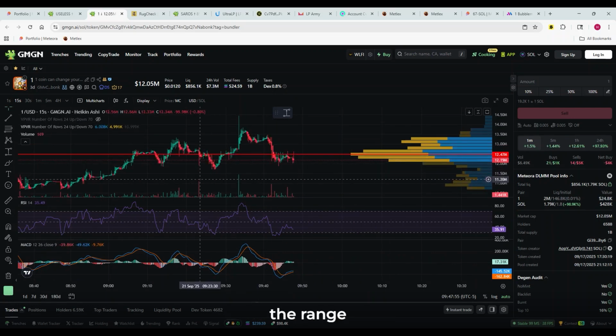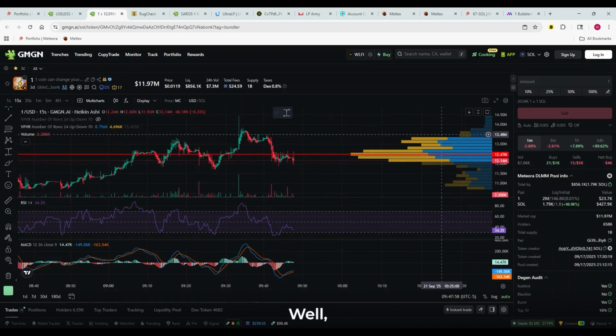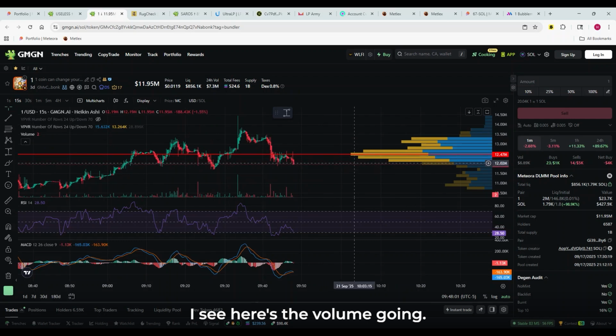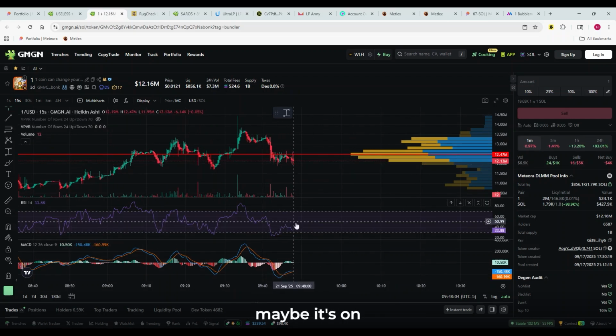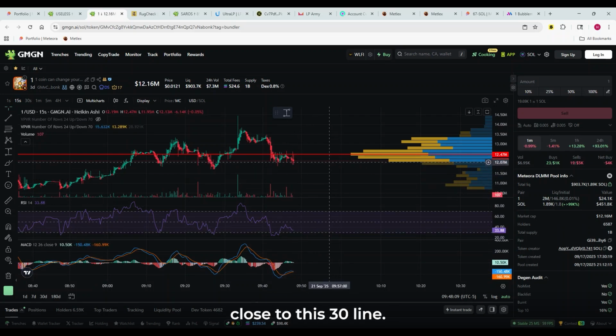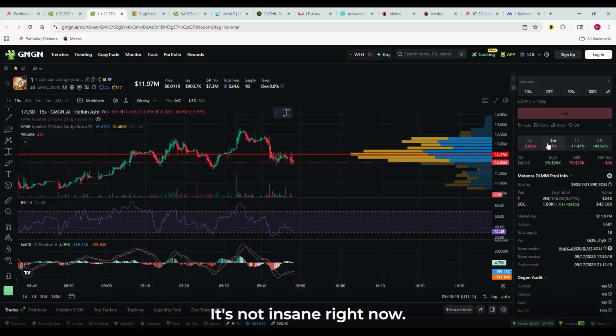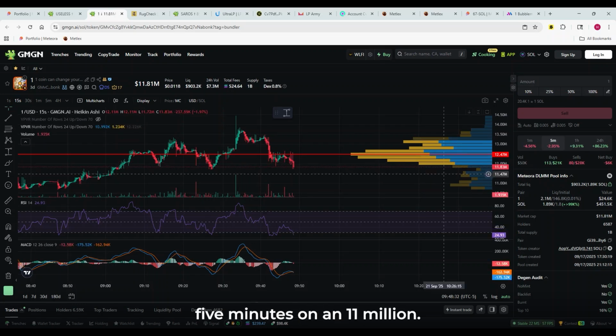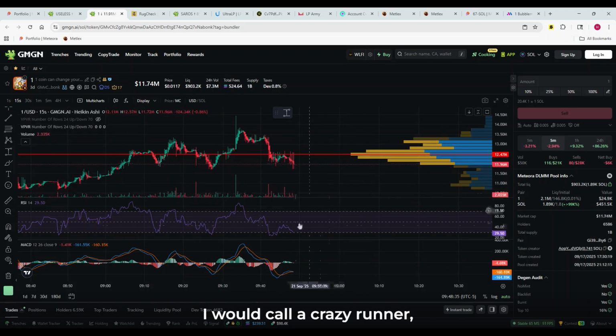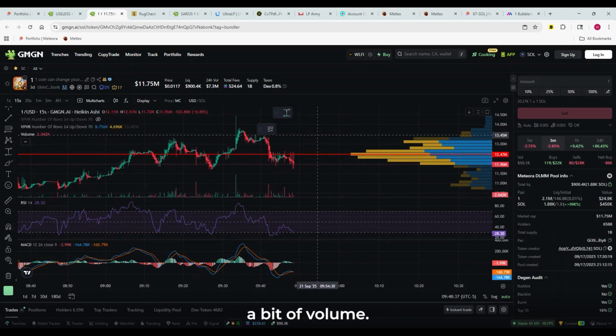So how would I select the range of this particular token? Well, I see here's the volume going. I see that maybe it's on a little bit of a downtrend right now. It may reverse because it's getting really close to this 30 line. But also looking back, I see a bit of a pump. There is some action going on. It's not insane right now. Just looking at the volume, and the volume, you have to compare it to the market cap, right? We've got 44, 48,000 in the last 5 minutes on 11 million. So this is not exactly what I would call a crazy runner, but this is getting a bit of volume.